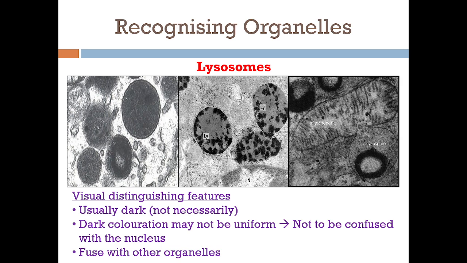And if you see that the organelle is fusing with another organelle, like the one on the right, where you can see the fusion of the lysosome with the mitochondrion, then the one that is fusing with the mitochondrion must be a lysosome. So if you can see the fusion happening, then that is more obvious.